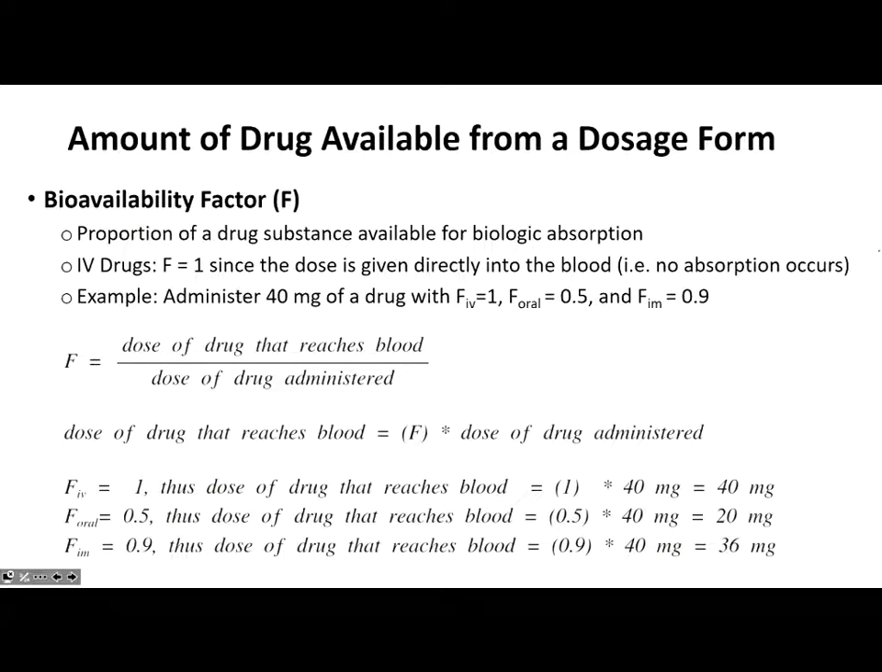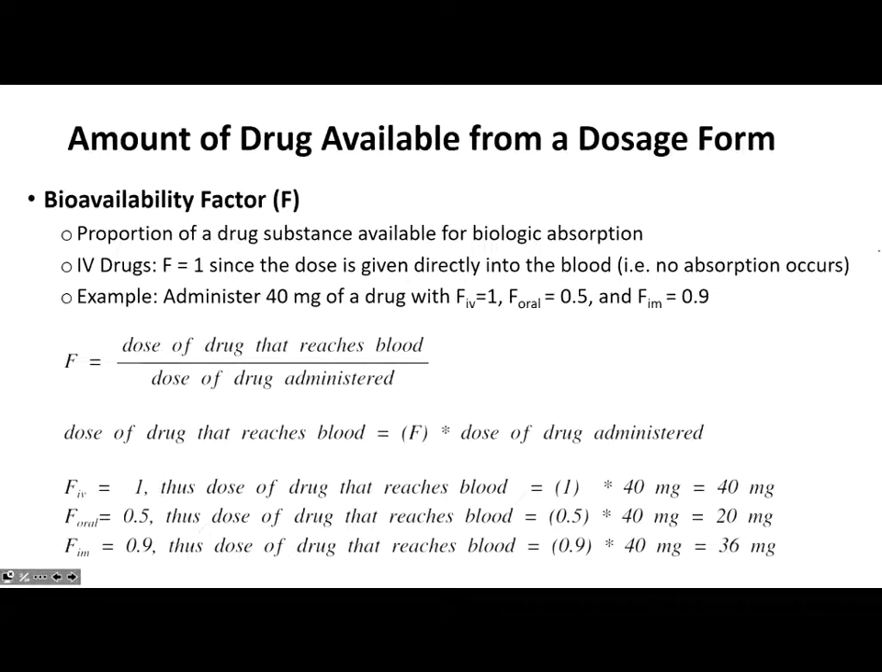When you do it IV and it's got an F value of 1, which essentially means 100%, that means all 40 milligrams make it into the blood. If the F value is 0.5, then you rearrange that formula and say that the dose that reaches the blood is equal to the F value times the dose that you gave. So all you have to do is take the F value times the dose you administered, and what's left is the amount that makes it to the blood. So if the F value is 0.5, then 40 milligrams times 0.5 is 20 milligrams. Similarly for the IM, if its F value is 0.9, 90% makes it into the blood, then take 40 milligrams times 0.9, and 36 milligrams of that dose would actually make it into the blood. All right? Easy breezy, kind of?